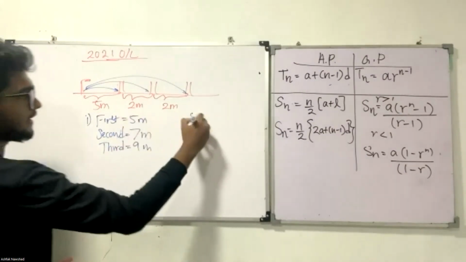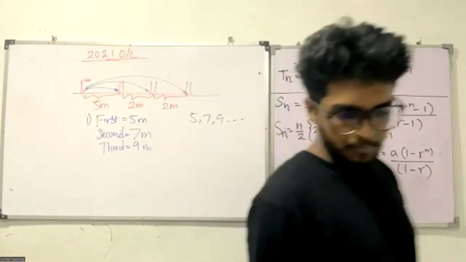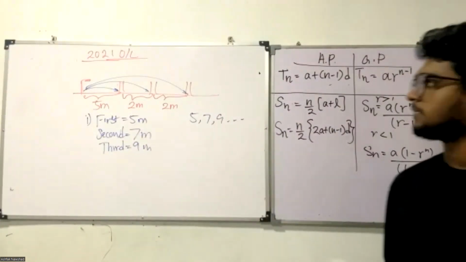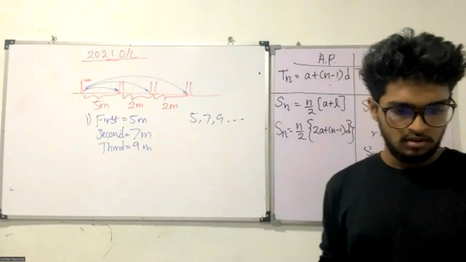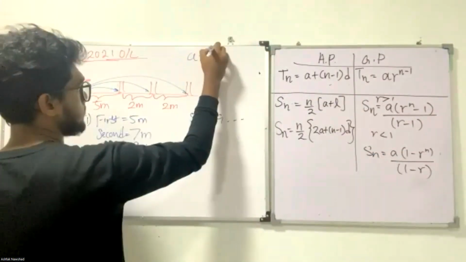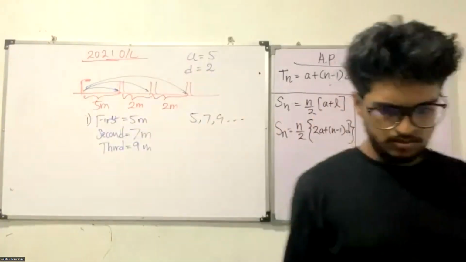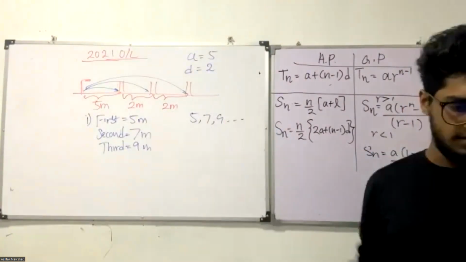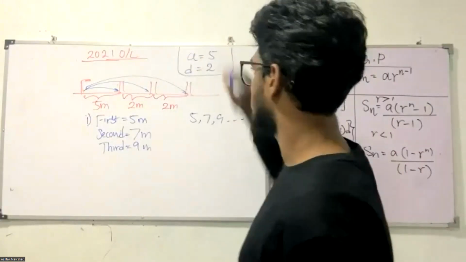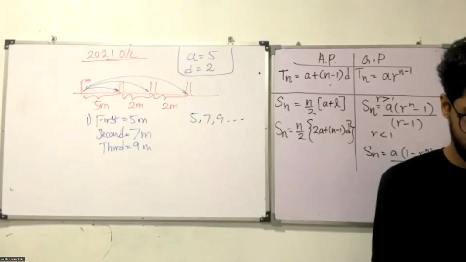Now you can clearly see that this lies in an arithmetic progression. Now quickly let me know the first term and the common difference. So the first term is 5 and the common difference is plus 2, exactly. Good. So in any question, try to find these and note them down. They'll be needed throughout the question.